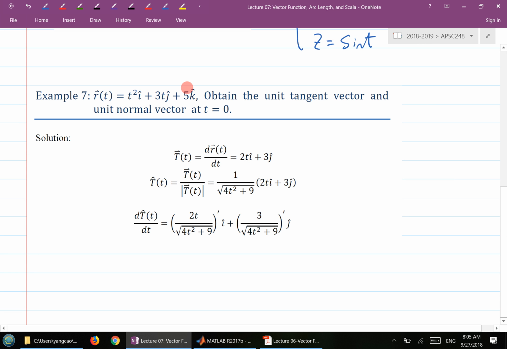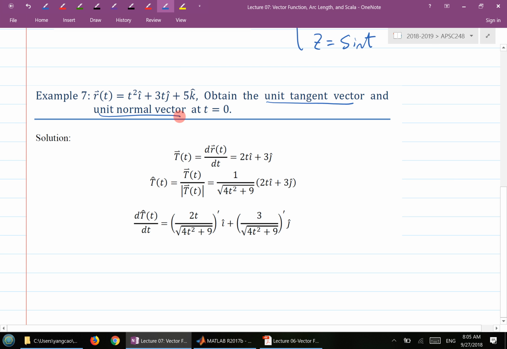Let's continue on vector functions from the previous lecture. This example I didn't finish at the end of the lecture. We went through derivatives and integrals of vector functions, which are very similar to those of scalar functions, except now we're dealing with vectors. This looks like a very simple vector function, t squared, 3t, 5t, and we want to obtain the unit tangent vector and unit normal vector.